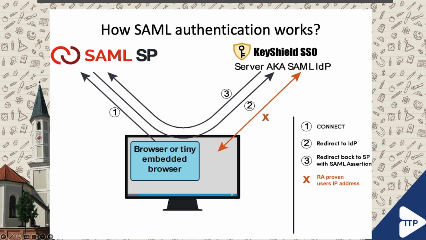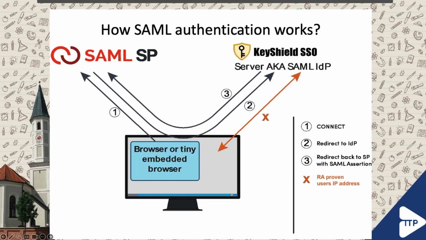First, as we have seen yesterday, we have a browser or the embedded browser. We knock the door of the SP. Hi, I want to work with you. But because the SP does not know who is the user, there is no token. No cookie, or it is expired. It redirects the browser to the IDP, and it's KeyShield in this case.